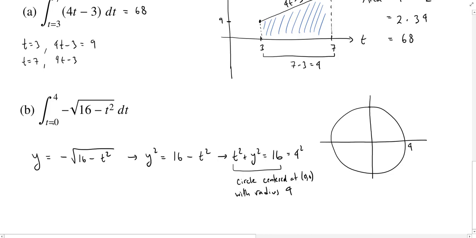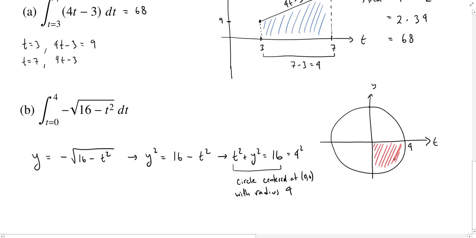Now, I'm only allowed to let t go from 0 to 4. So I don't get anything on the left-hand side. I'm only looking at stuff on the right-hand side. And because I'm taking the negative radical, all of my y values are supposed to be negative. So in fact, I'm only getting this stuff below the axis. In fact, let's redo that in a different color. We've always in class done the below the axis in red. That's important because we know that the answer now should be something negative.